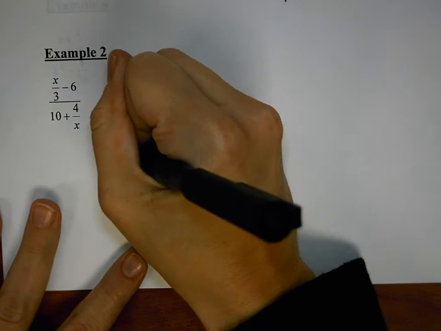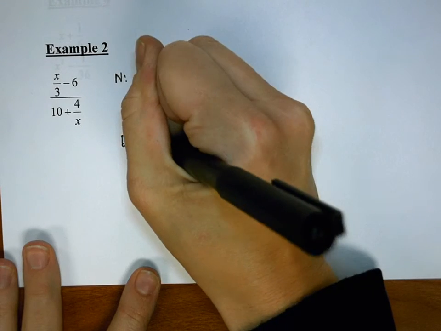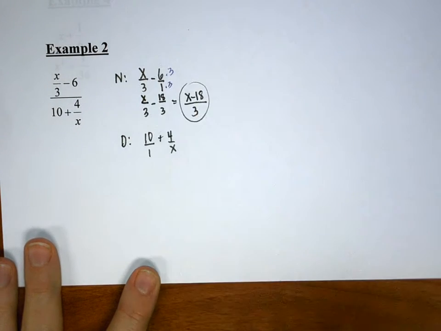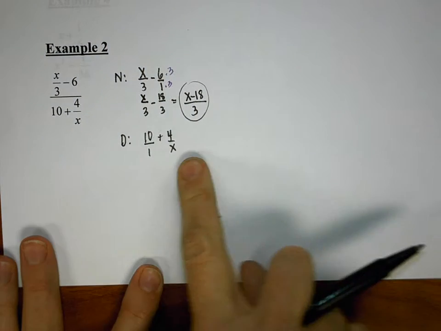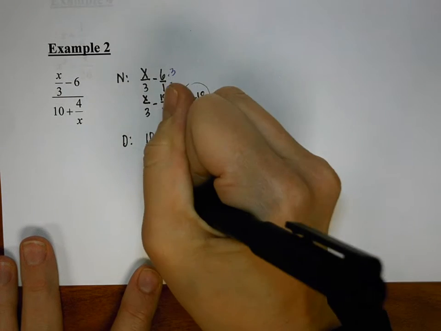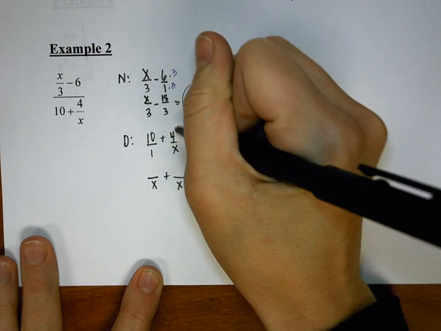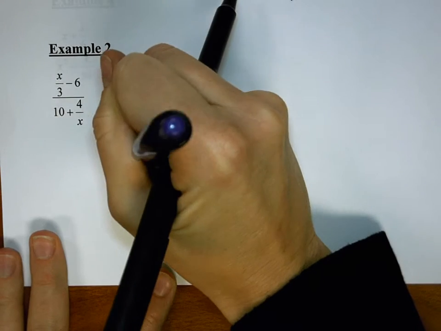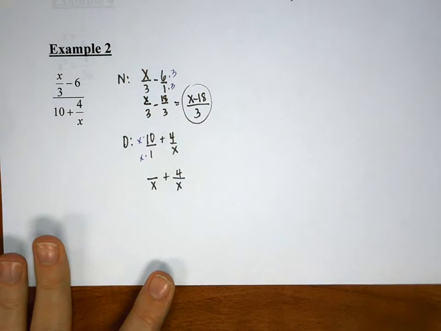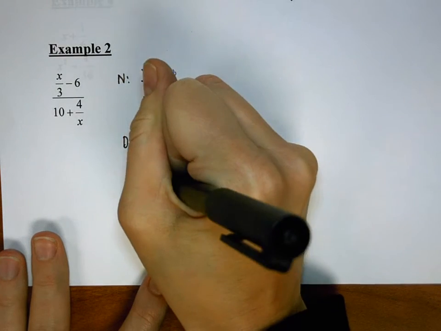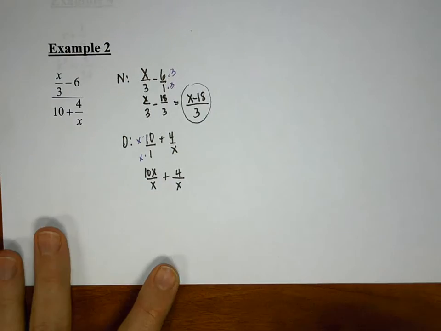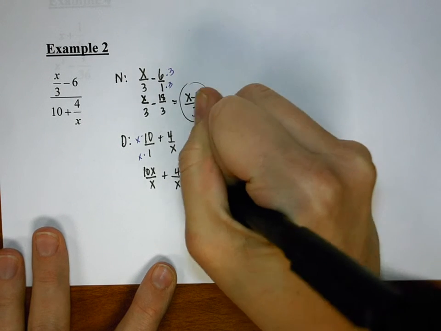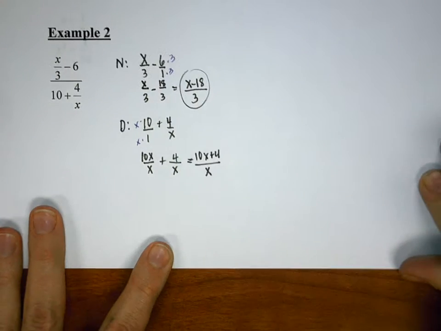Now I go to my denominator. So my denominator, I have 10 plus 4 over x, and I'm going to change 10 to a fraction by putting it over 1. Now on this, my common denominator would be x. Okay, this one doesn't change, so it's 4. I'd have to multiply 1 times x in order to make it x. And 10 times x makes 10x. So now I can add those together, and I have 10x plus 4 all over x.